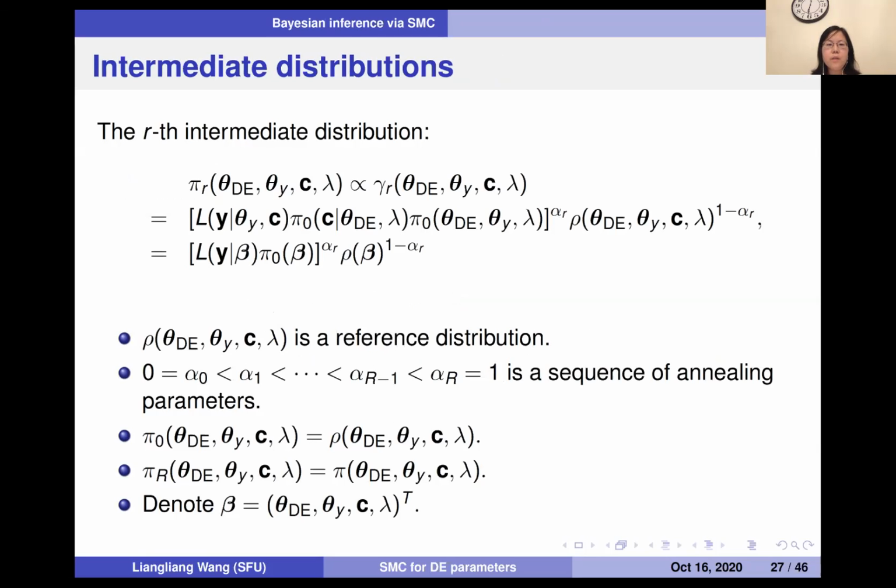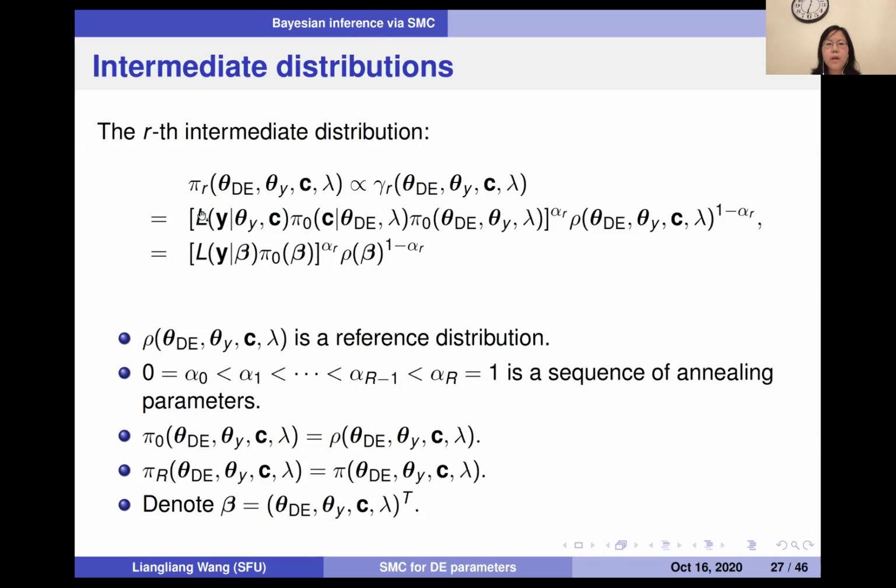In the SMC method, we need to propose a sequence of intermediate distributions. That's because it's harder to sample directly from our target distribution, which is a complicated posterior distribution. So we would like to sample from something simple and gradually move to our target distribution of interest. Here is one possibility of the intermediate distribution.